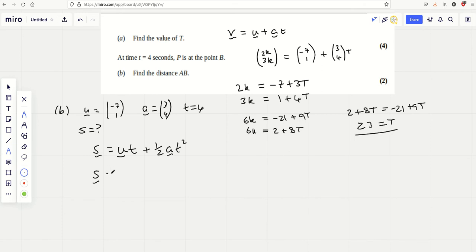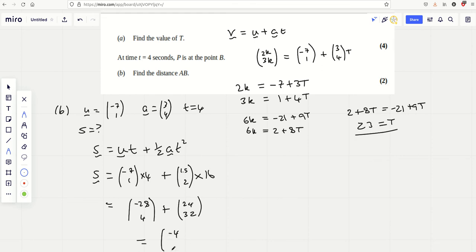So S equals, right, minus 7, 1 times by 4 plus 1.52, I've halved the A, times by 16. And so that gives me minus 28, 4 plus 1/2 16ths is 24 and 32. And so I'm going to get minus 4 and 36. So we've basically gone 4 to the left and 36 up from A to B. Yeah, that's a vector which takes us from A to B.